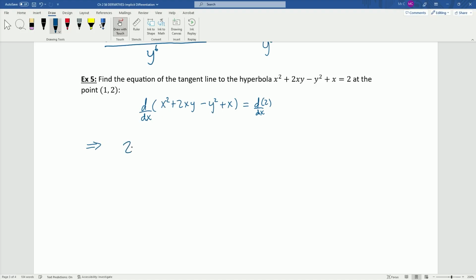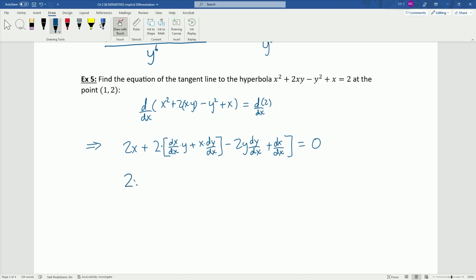So the derivative of x squared is 2x plus, and we've got 2 times xy. And this is a product of two functions. This is a constant multiple, so we can pull that in front. And then we need to use our product rule for this. dx times y plus x times dy/dx. Minus 2y dy/dx plus the derivative of x with respect to itself equals 0.